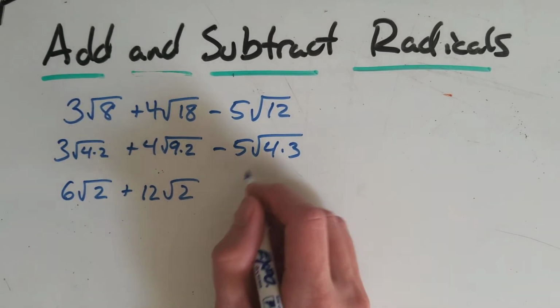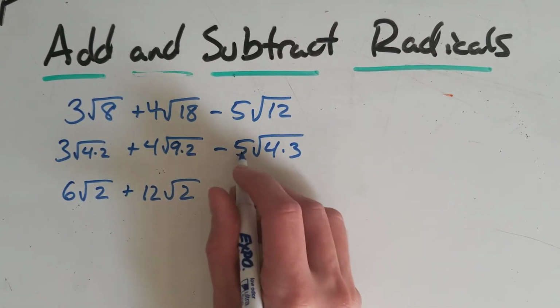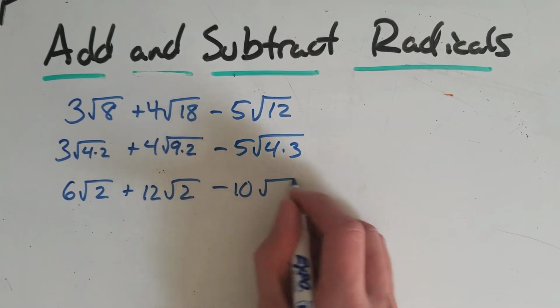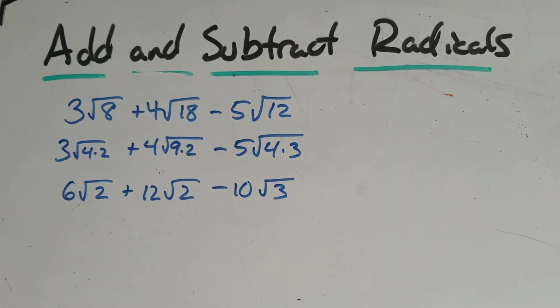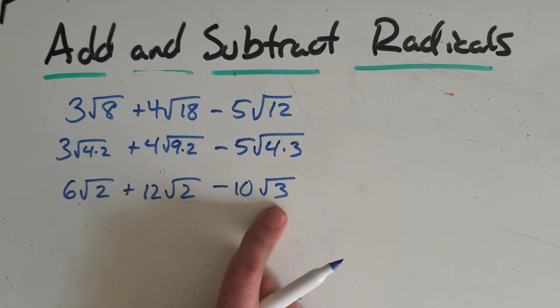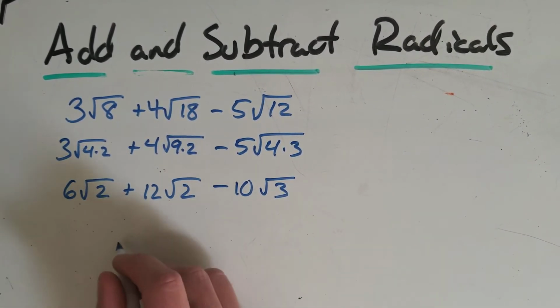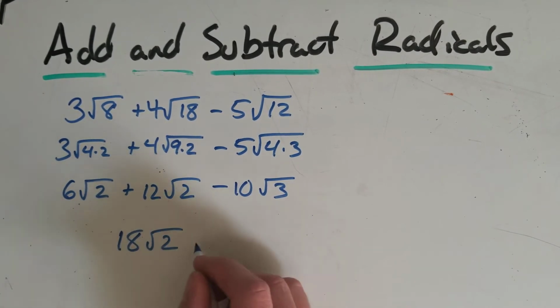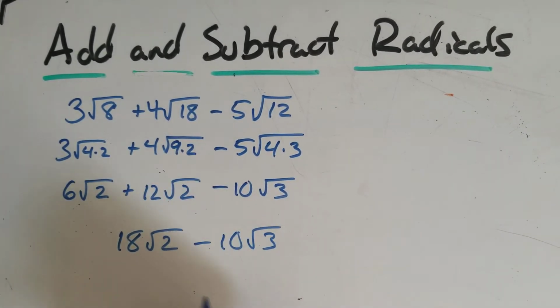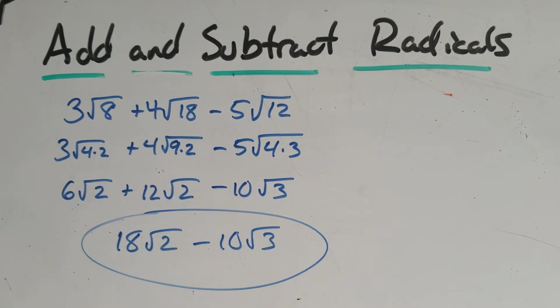And then your last term, the 4 is going to become 2 times 5. So you're going to have minus 10 square root of 3. Look for any terms with the same radicand, 2 and 2. The 3 won't be combined, but these 2 can be combined. You have 18 root 2 minus 10 root 3, and you're in simplest radical form there.